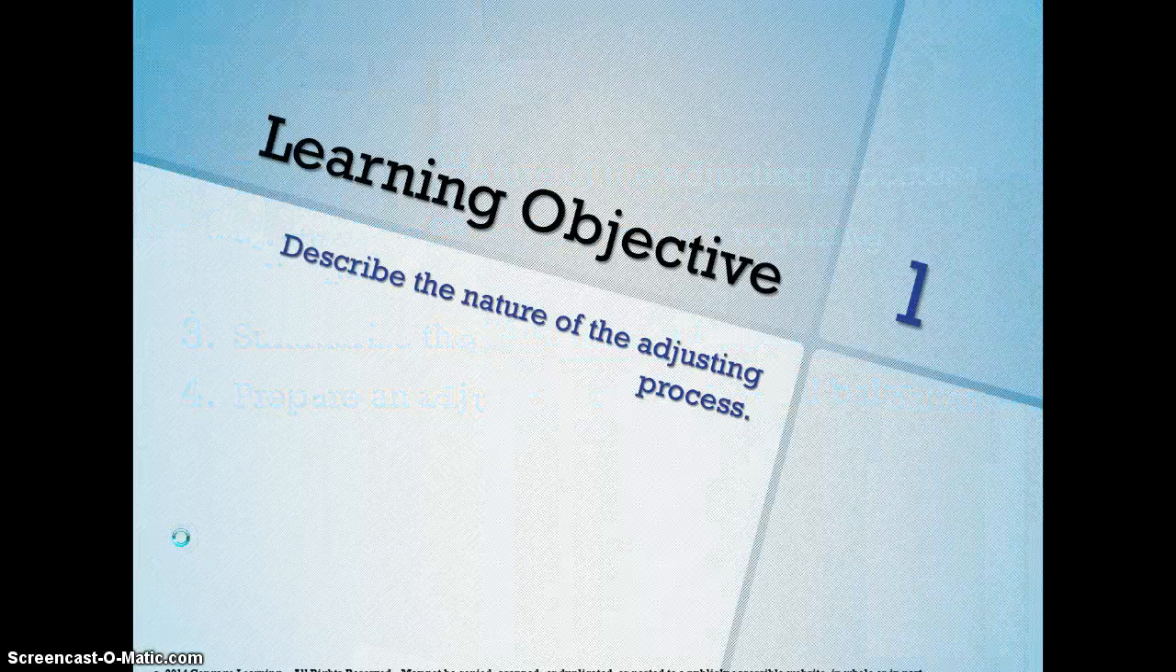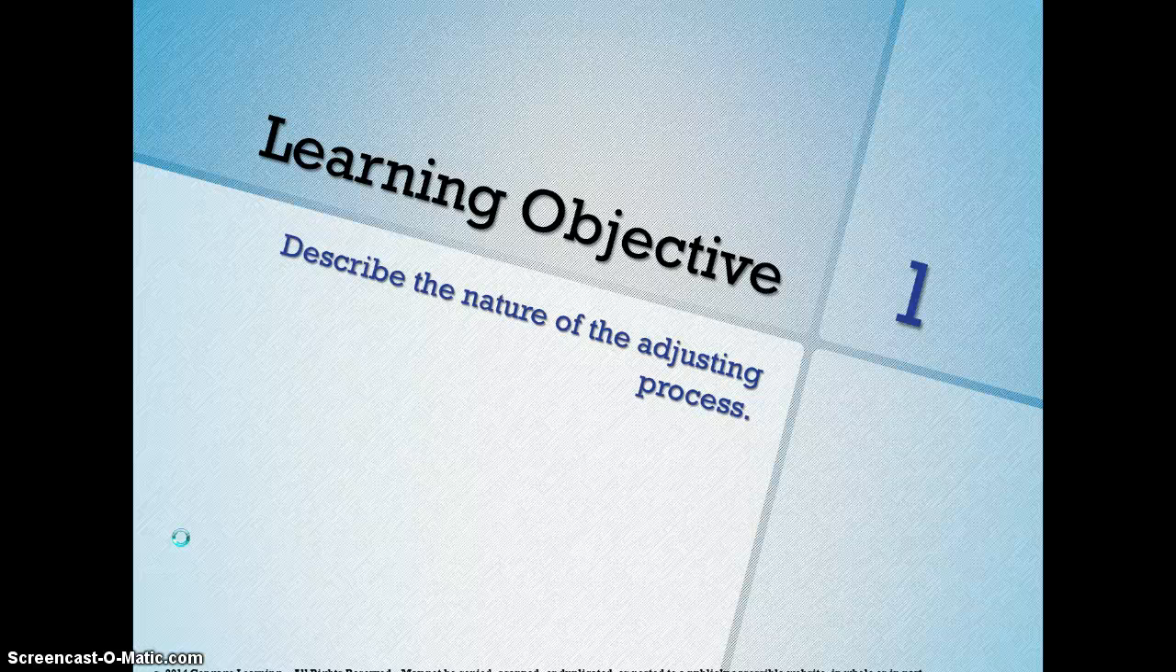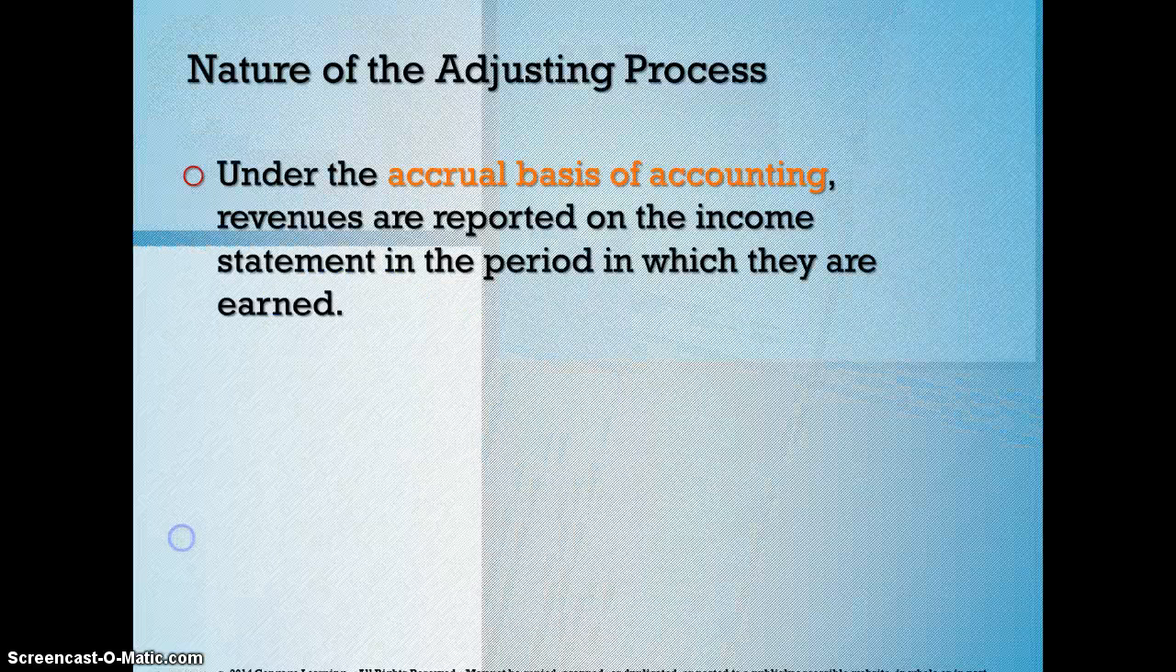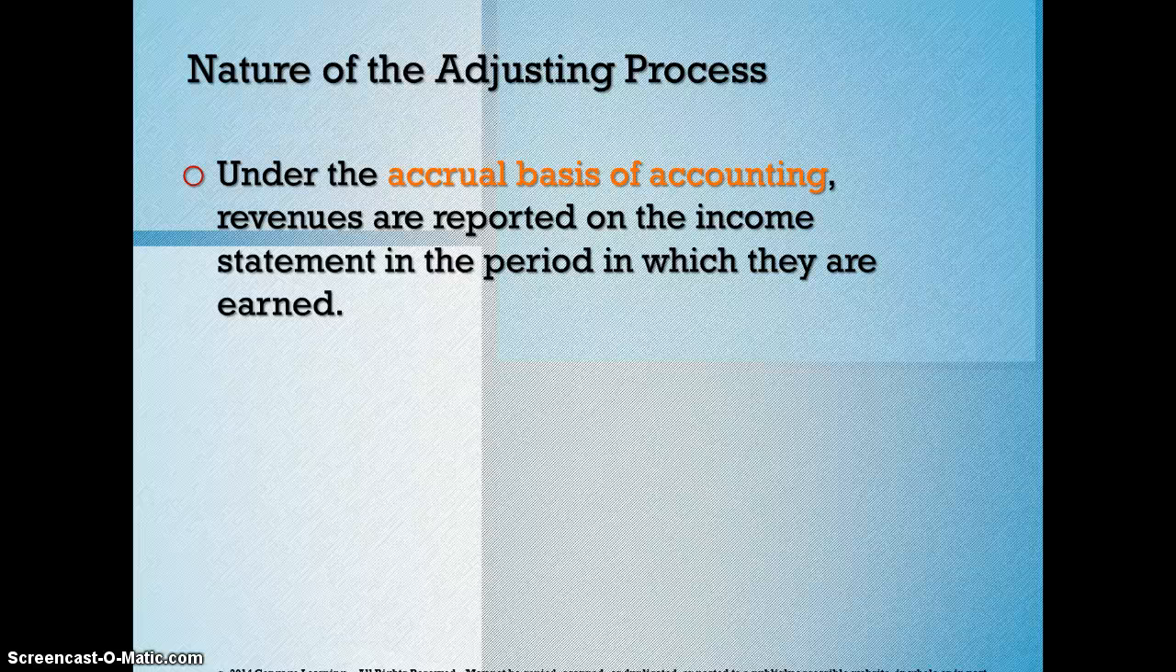Objective 1 is to describe the nature of the adjusting process. And under this objective, we'll need to revisit, of course, that matching concept from Chapter 1. The matching concept is necessary in order to match revenues and expenses in the proper accounting period. If the concept is violated, the financial statements for the period will not be accurate. And the adjusting process discussed in this chapter is critical to conforming with the matching principle that we talked about.